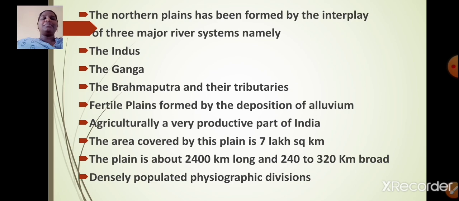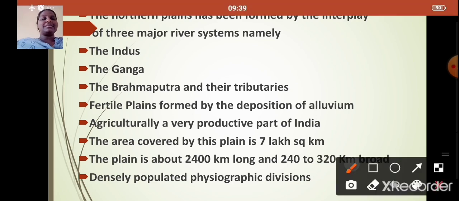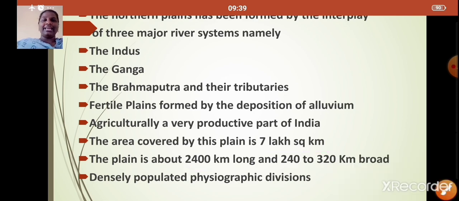The area covered by this plain is 7 lakh square kilometer. You need to remember this. It's very important. 7 lakh square kilometer. The plain is about 2400 kilometer long and 240 to 320 kilometer broad. Once again, the plain is about 2400 kilometer long and 240 to 320 kilometer broad.